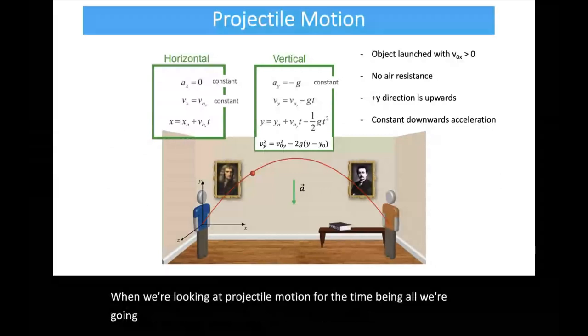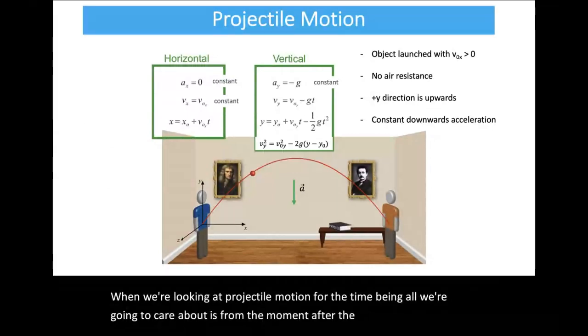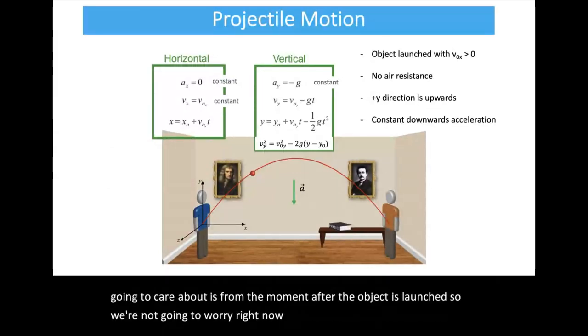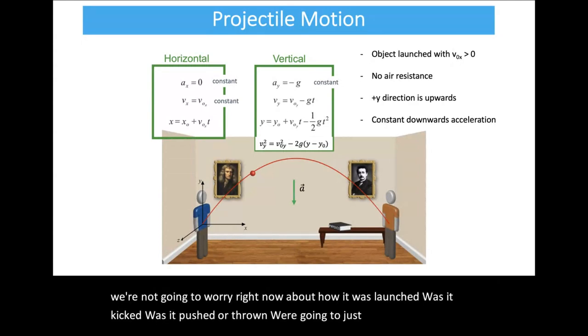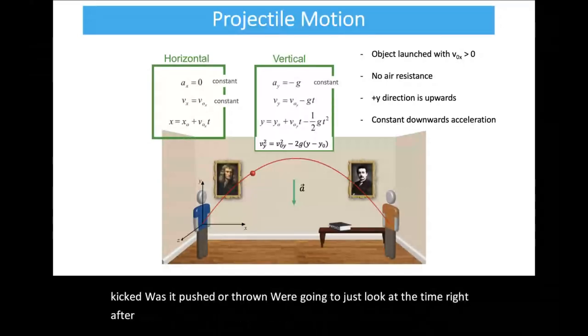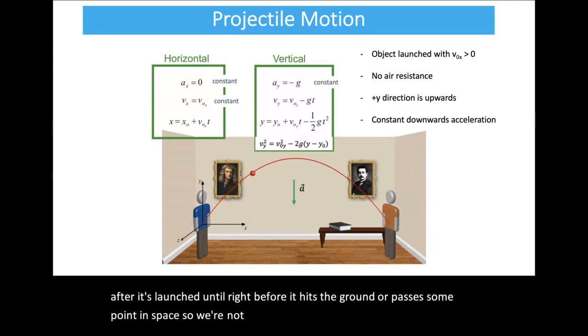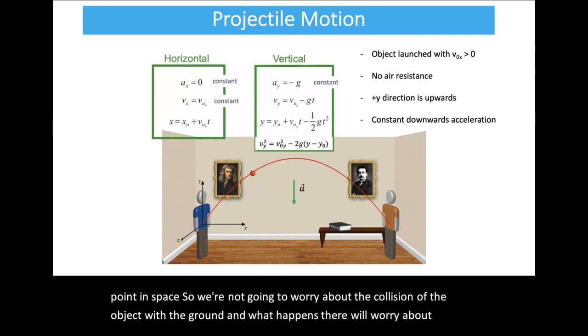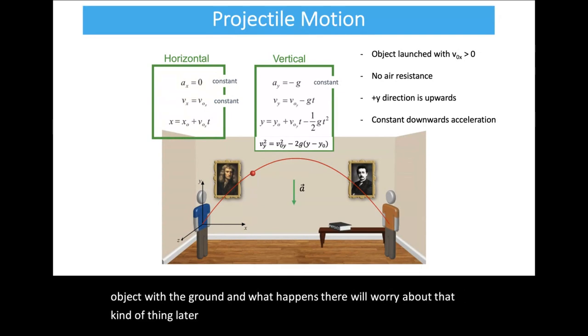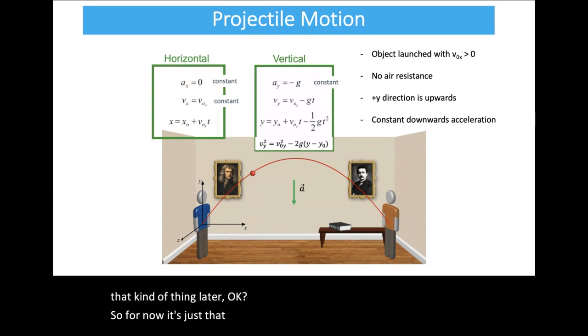So from the beginning to the end, when we're looking at projectile motion for the time being, all we're going to care about is from the moment after the object is launched. So we're not going to worry right now about how it was launched. You know, was it kicked? Was it pushed or thrown? We're going to just look at the time right after it's launched until right before it hits the ground or passes some point in space. So we're not going to worry about the collision of the object with the ground and what happens there. We'll worry about that kind of thing later. Okay? So for now, it's just what happens as the object flies through the air.